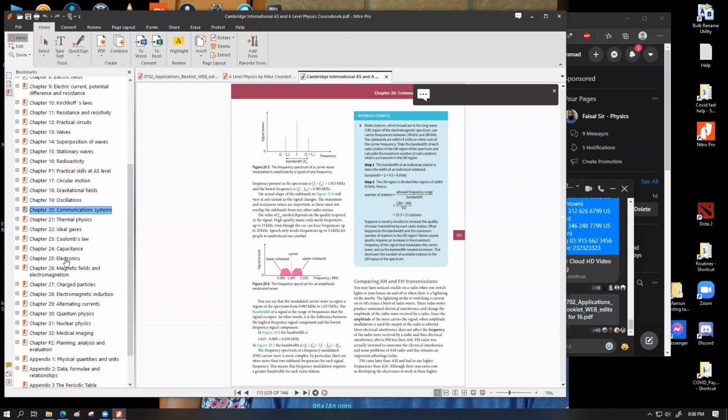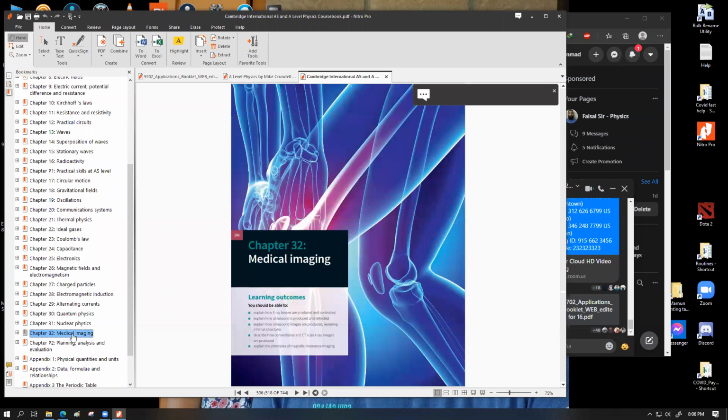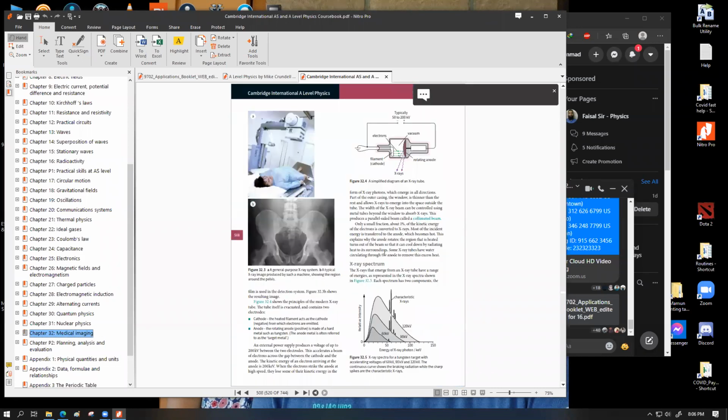And then we have electronics, which is the op-amp. And finally, we have the remote sensing, which is the medical imaging. So these are the 3 contents that we're going to look for. Stuff that will be discussed over here.